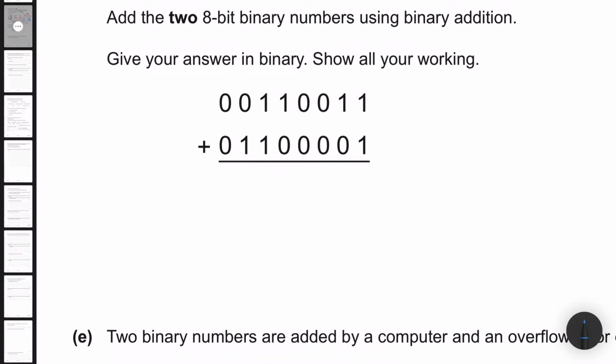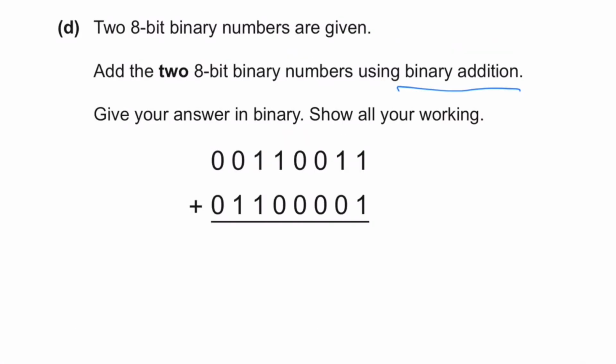2 8-bit binary numbers are given. Okay, yeah, they are. Add the 2 8-bit binary numbers using binary addition. Okay, give your answer in binary, show all your working out. Okay, using binary addition. Here we go.